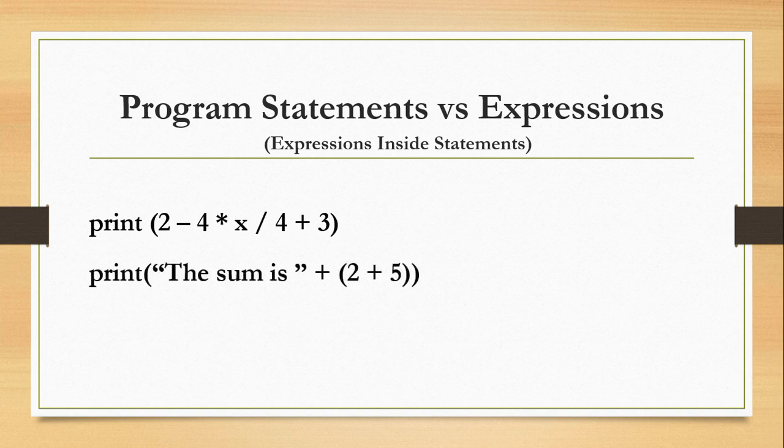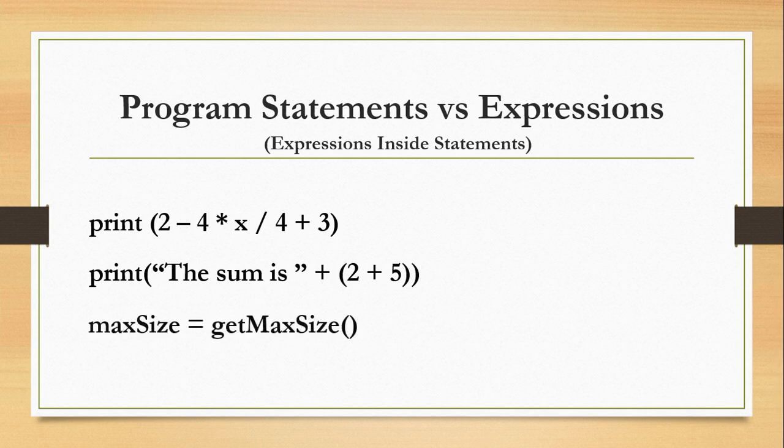Now we can take another example, like print the sum is, then you see 2 plus 5 there. This is going to print the sum is plus any number that the result of the expression will give you. Definitely from what we see here, it's going to give us 7. That means it's going to print the sum is 7. So you can see that the computer will do certain evaluation before executing the statement.